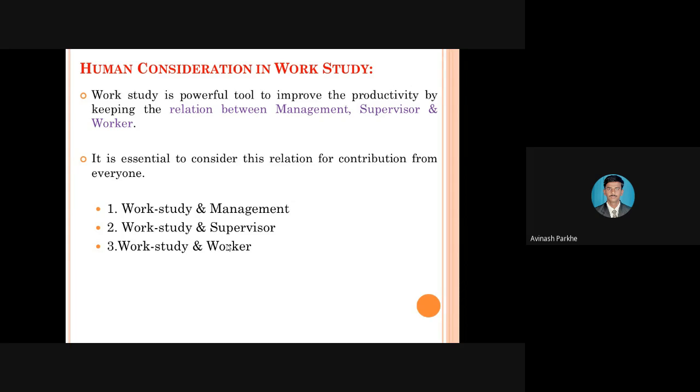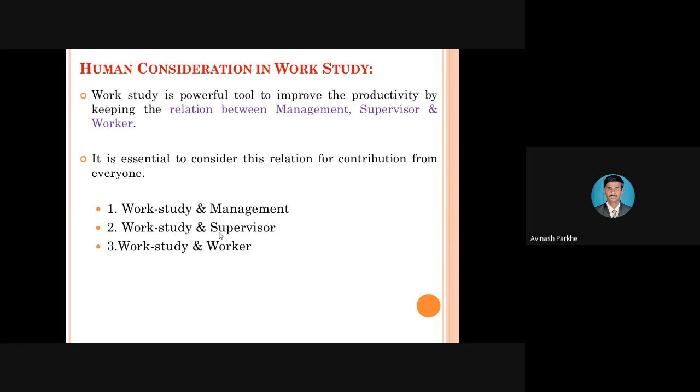Therefore, along with the work study concept, the role of the human considerations in the form of management also plays a very, very important role. Therefore, the first concept is related to work study and the management. Then the second one is work study and the supervisor.